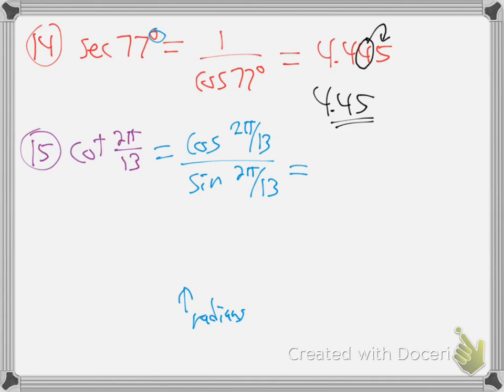So this one's radians. So do cosine of 2 pi over 13. Use the pi button. The pi button is right above the up arrow, the power button on the right side. Hit second and the up arrow, and you get the pi button. So I'm going to do cosine of 2 pi over 13 divided by sine of 2 pi over 13.